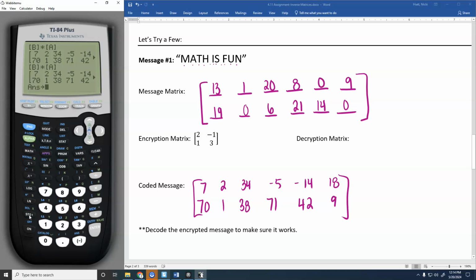All right, so you're going to hit that. It should say answer and put an arrow. And then you want to store it as a matrix. I put mine as C. I would not do A or B, just in case you need it for anything later. You could replace it, but I'm going to store it as C.